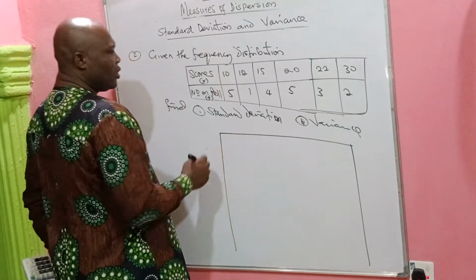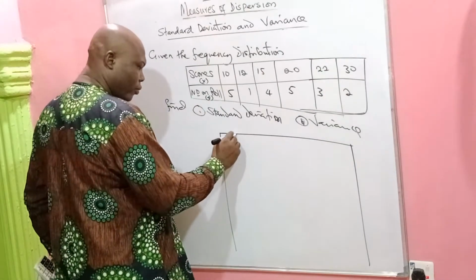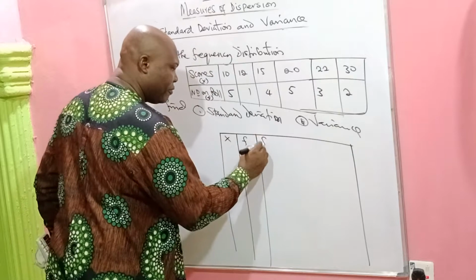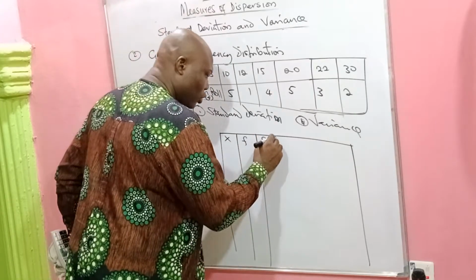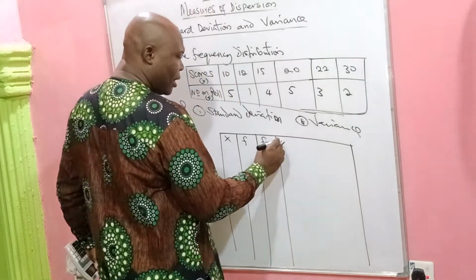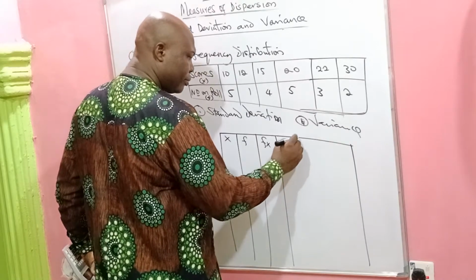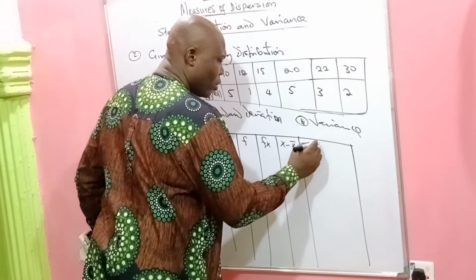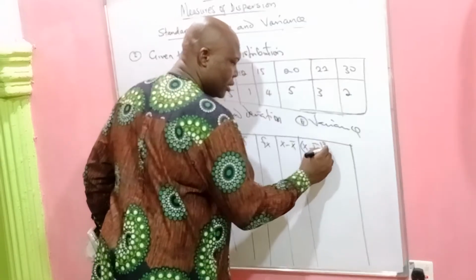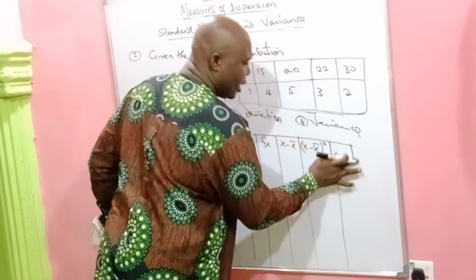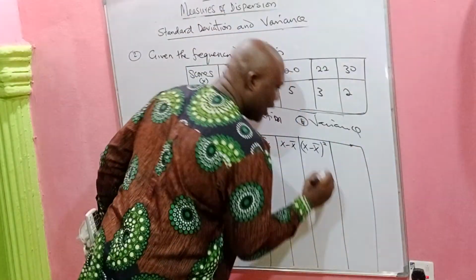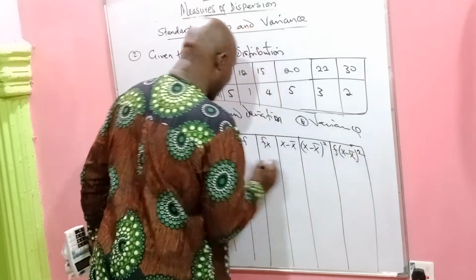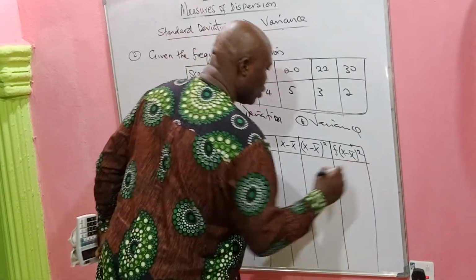So in our table of values, we are going to be needing the x. After the x, we need the f. And after that, we need frequency times x to get the mean. So after that, we need our x minus x bar. Then we need our x minus x bar all squared. And then, finally, we need the frequency into x minus x bar all squared. Alright, so we'll be needing this to complete that.